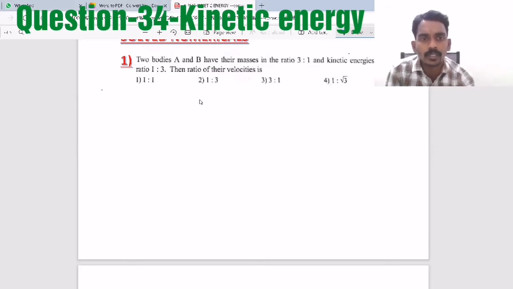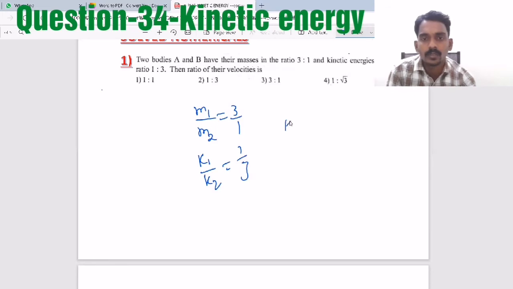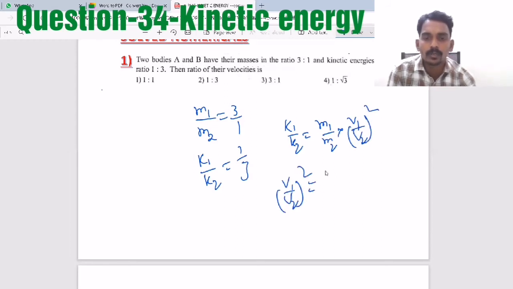And here the very first question: two bodies A and B have their masses in the ratio 3:1. So they have given their mass ratio m1 by m2 is 3 by 1. Kinetic energies k1 by k2 in the ratio 1:3. Then they are asking their velocity ratio. So k1 by k2 equals m1 by m2 into v1 by v2 whole square. Now v1 by v2 whole square equals k1 by k2 into m2 by m1. So k1 by k2 is 1 by 3.